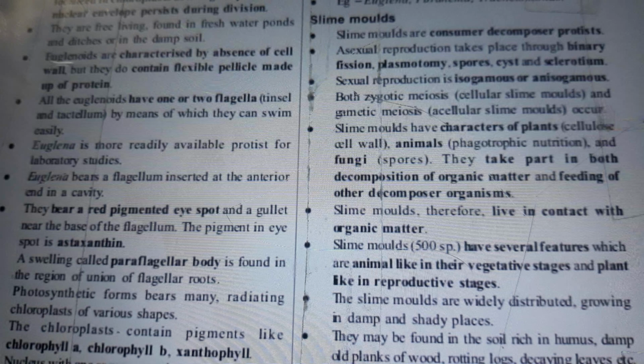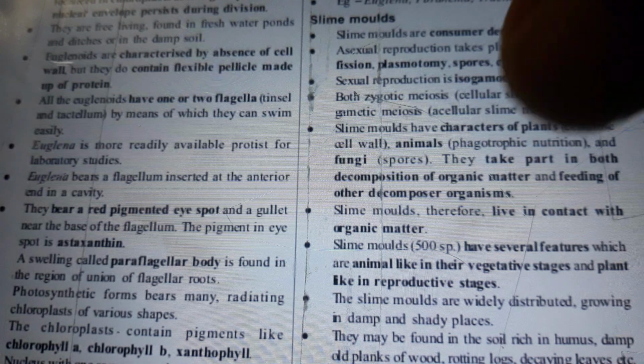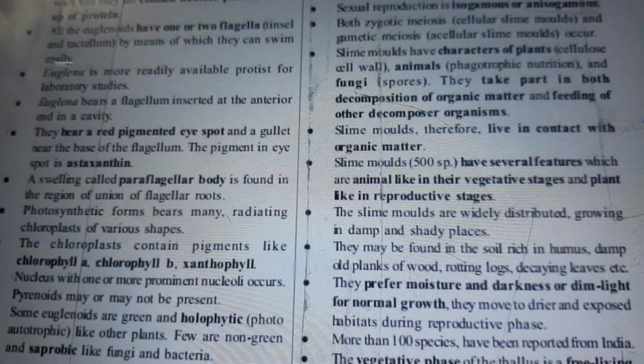Euglenoids are characterized by absence of cell wall, but they contain a flexible pellicle made of proteins. All the euglenoids have one or two flagella, tinsel and whiplash, by means of which they can swim easily. Euglena is the most readily available protist for laboratory studies. Euglena bears a flagellum inserted at the anterior end in a cavity. They bear a red pigmented eye spot and a gullet near the base of the flagellum.